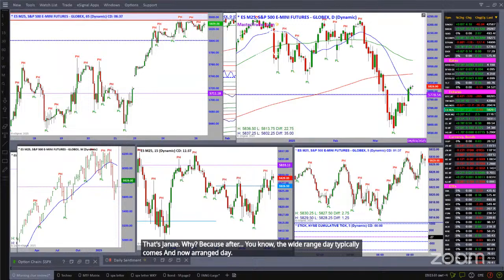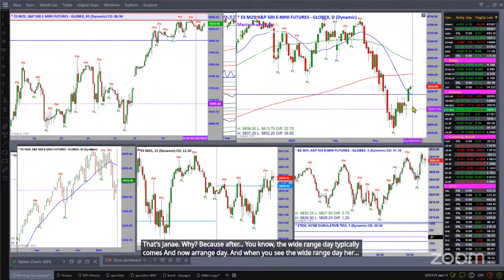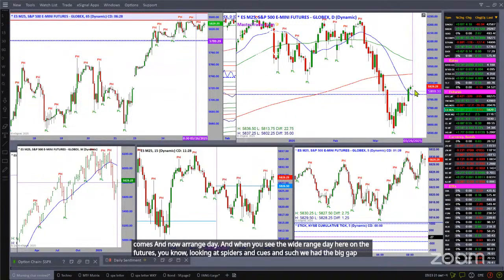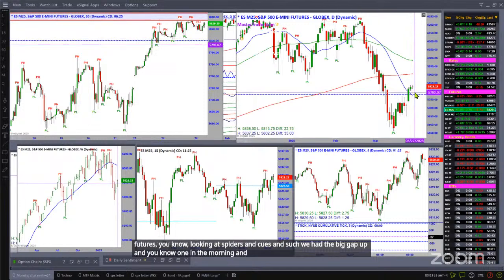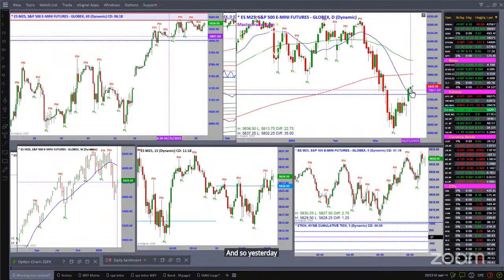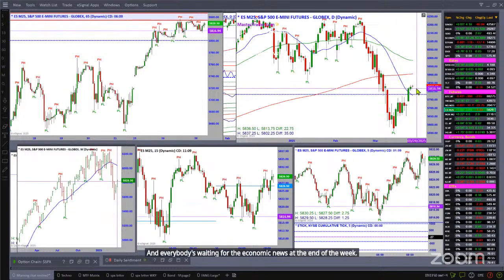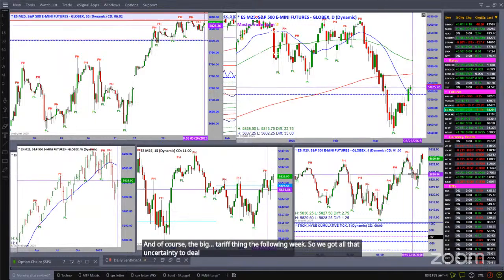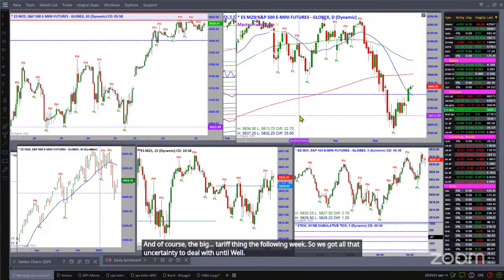And we see the wide range day here on the futures, looking at Spiders and Qs and such. We had the big gap up in the morning and a lot of going nowhere after the initial move. So yesterday was a choppy, go-nowhere kind of day. Everybody's waiting for the economic news at the end of the week, and of course the big tariff thing the following week. So we've got all that uncertainty to deal with until the economic news and tariff news.